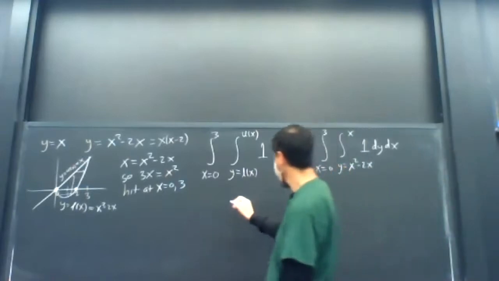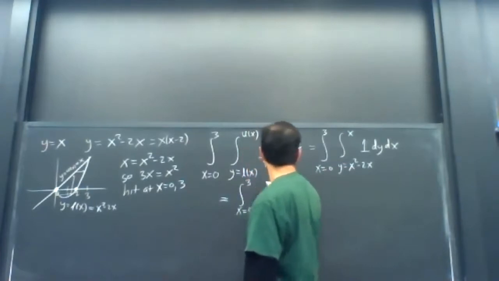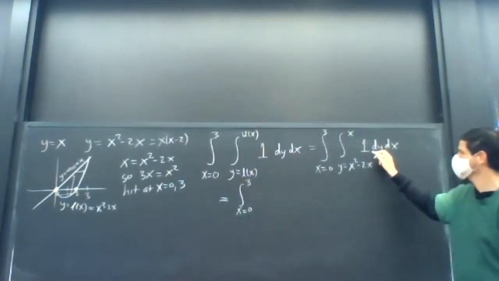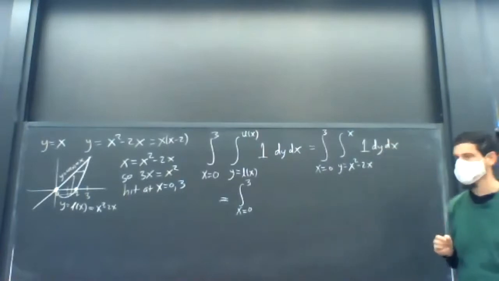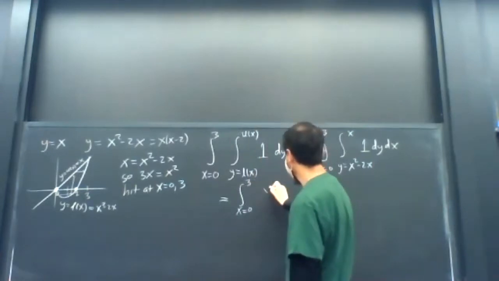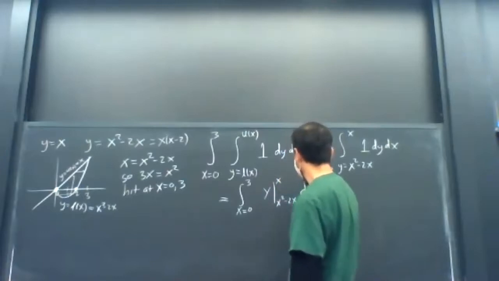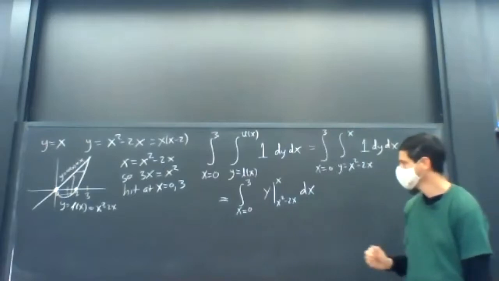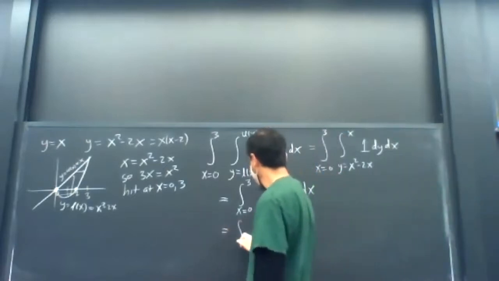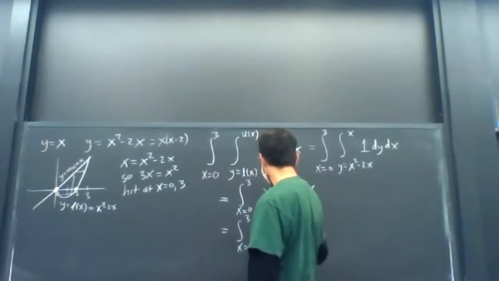Okay, so if I'm trying to do the integration, I would now get the integral x goes from 0 to 3. The y integral is easy. What is the antiderivative of 1 with respect to y? y. So I'll do it really explicitly. It's y evaluated from x squared minus 2x as the lower bound to x as the upper bound, dx. Well, this is the same as the integral x goes from 0 to 3 of x minus (x squared minus 2x) dx.